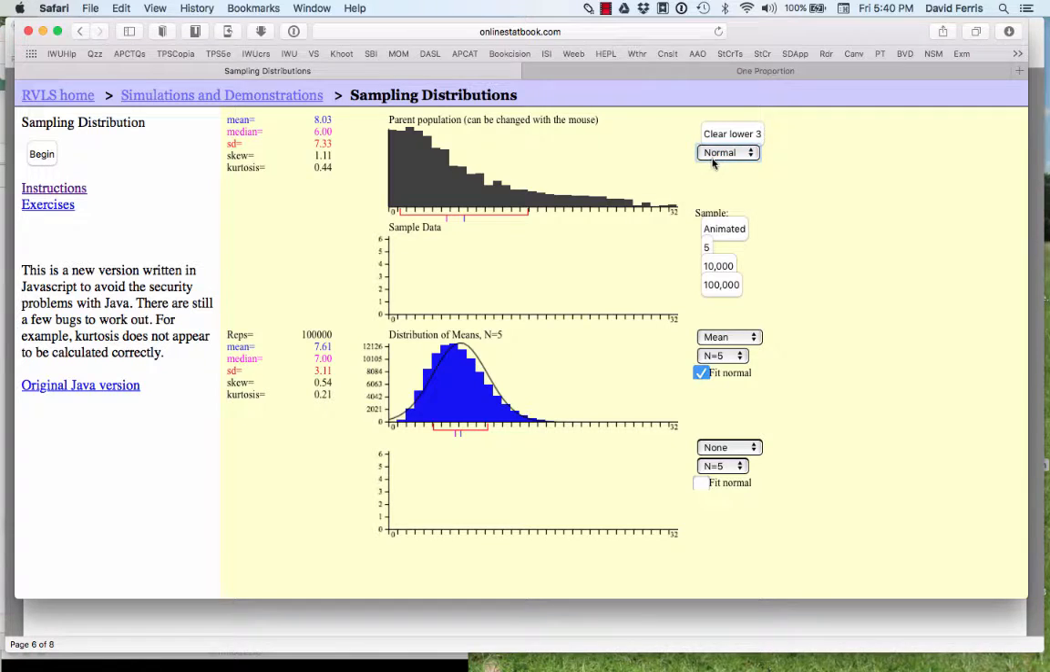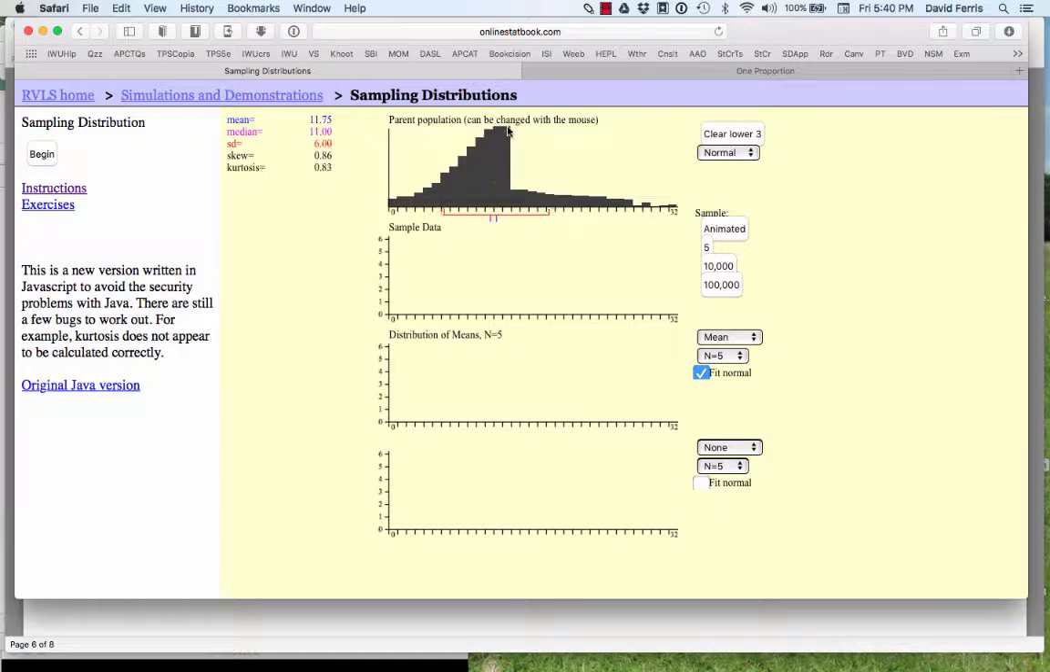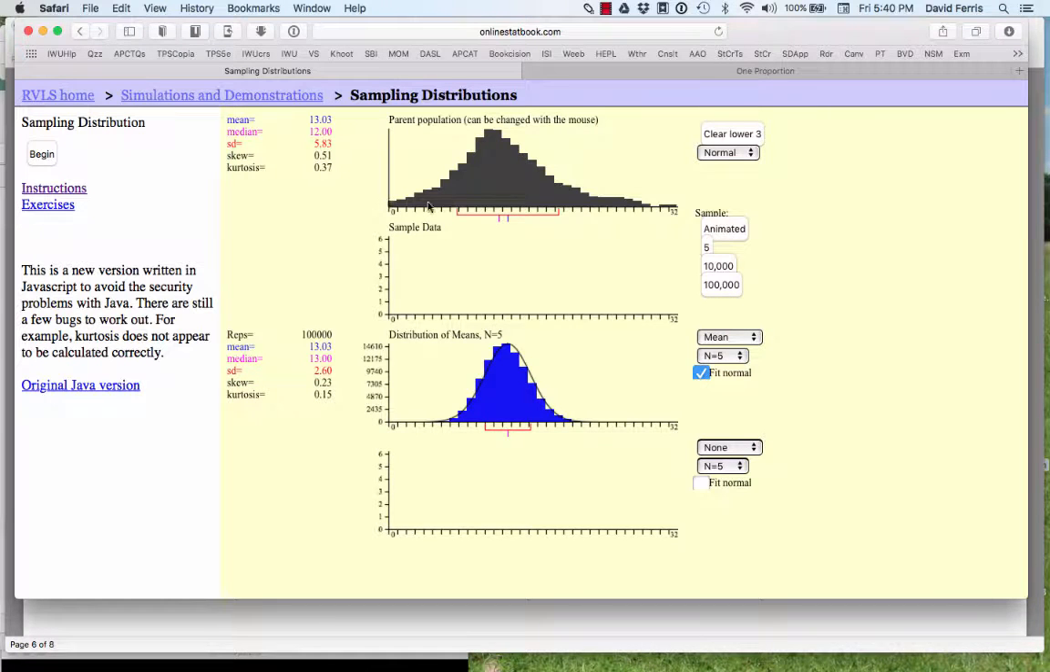What if the original distribution was normal? So what if the parent distribution was relatively mound-shaped and pretty symmetric? What if this was the parent distribution? What we'll find out is even with a small sample size, if the parent distribution is relatively normal, then you're going to find out that the sampling distribution is also fairly normal, even with a small sample size.